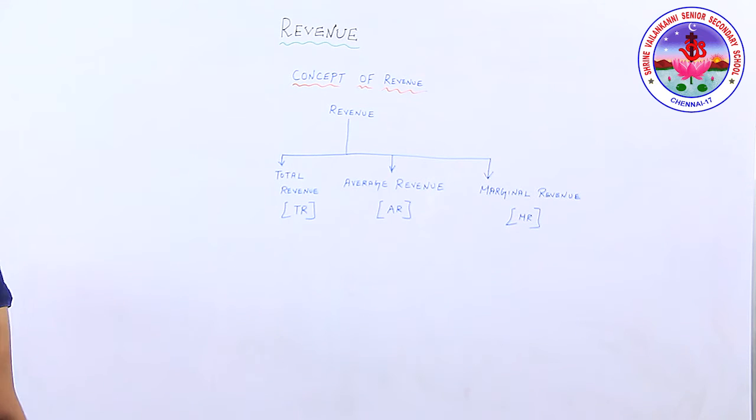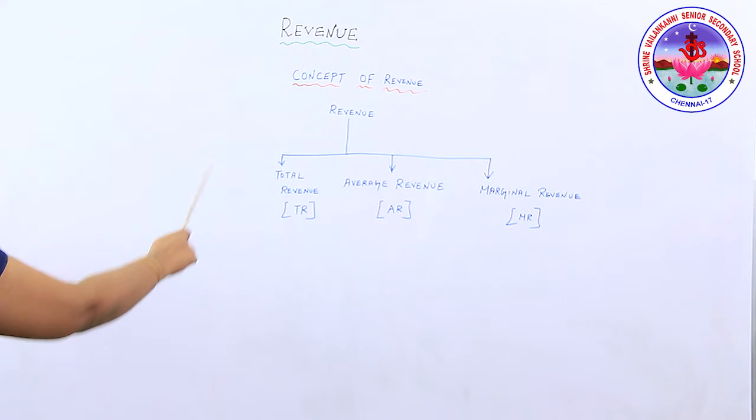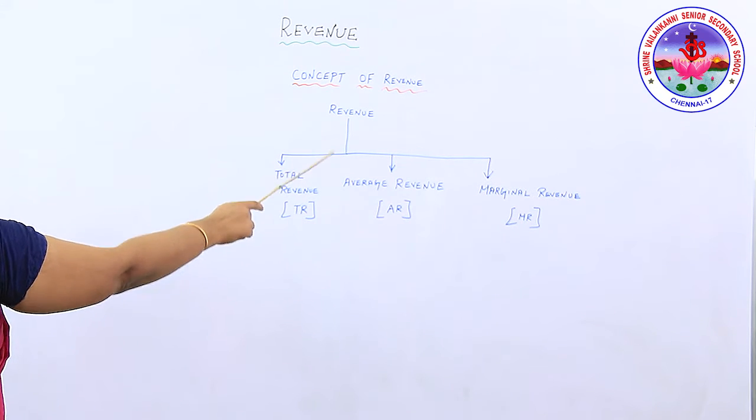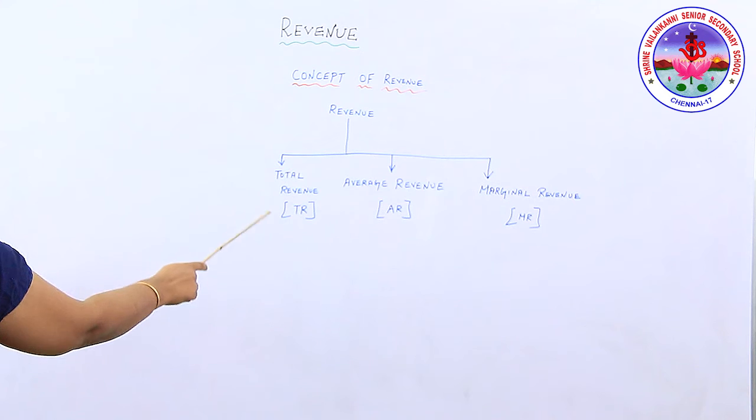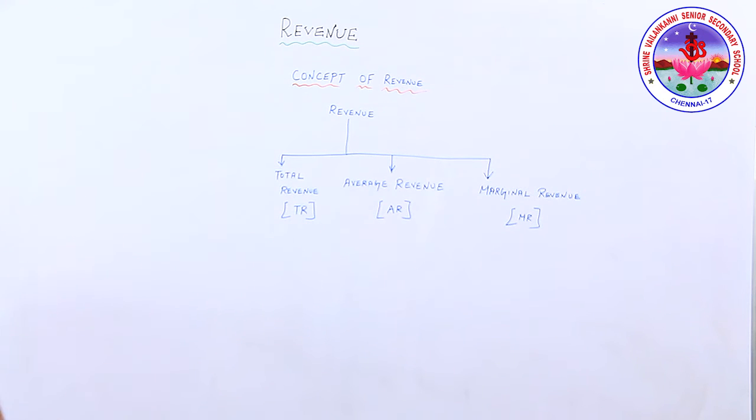Let's start with the first one. What is the revenue? It is nothing but the amount of money that a producer receives in exchange for sale proceeds. For example, if a firm gets 16,000 from sale of 100 shares, then the amount of 16,000 is known as revenue. Now, the concept of revenue consists of three important terms. One, total revenue. Two, average revenue. And third one is the marginal revenue.